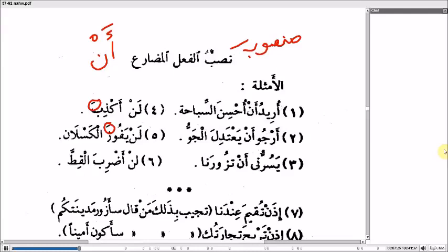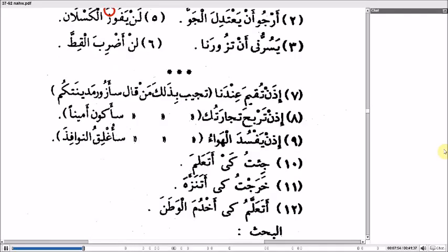Read the next one, Yasin. لن أضرب القطة. I will not hit the cat. I will not beat the cat. لن أضرب القطة. I will not hit or beat the cat. Okay. Now there's some more examples down there because we have a couple more words that are going to make the sentence mansub, or the verb mansub rather.